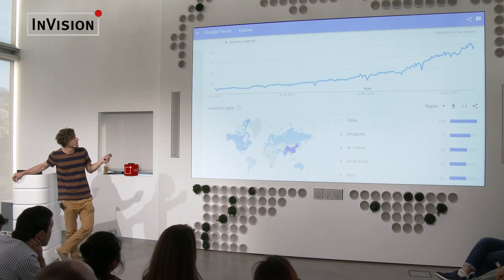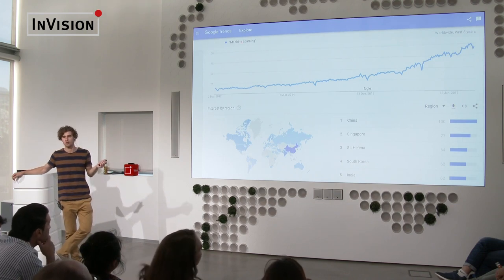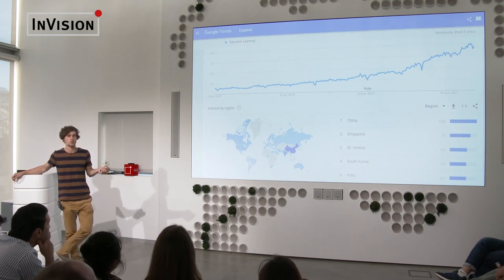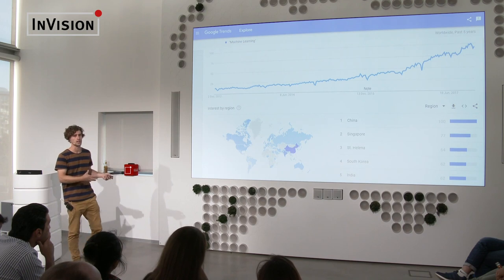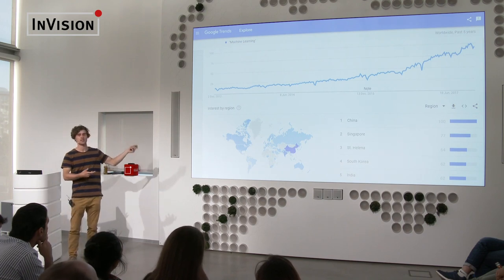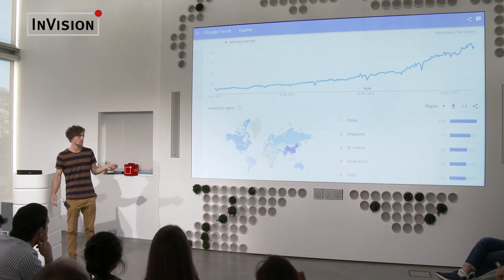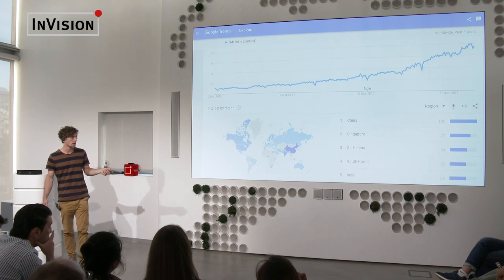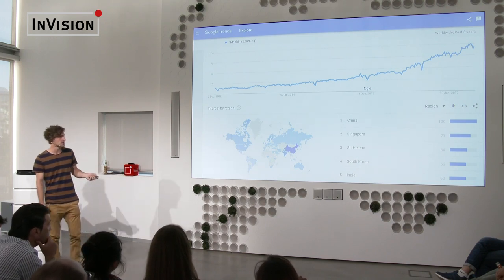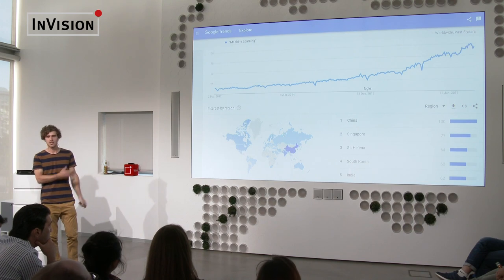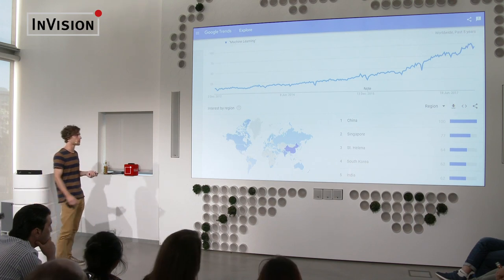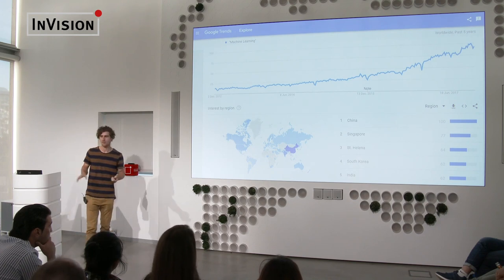And if you look at the search keyword machine learning on Google, the number one country where people are using this Google search term is China. There is no other country in the world where the keyword machine learning, obviously the Chinese translation of that keyword, is used more than in China. The second country is Singapore, then apparently St. Helens for some reason, South Korea, India, but you can see that Europe or America is nowhere in this top five, right? So these Asian countries are really moving very fast.